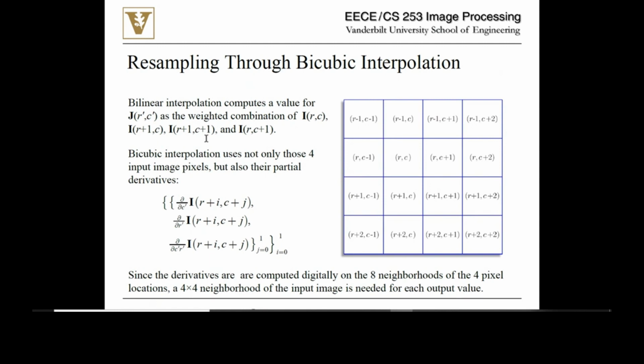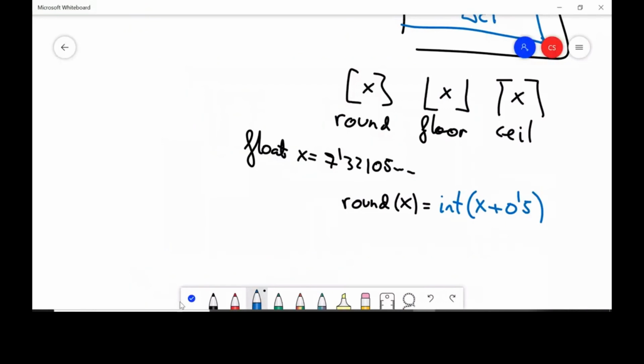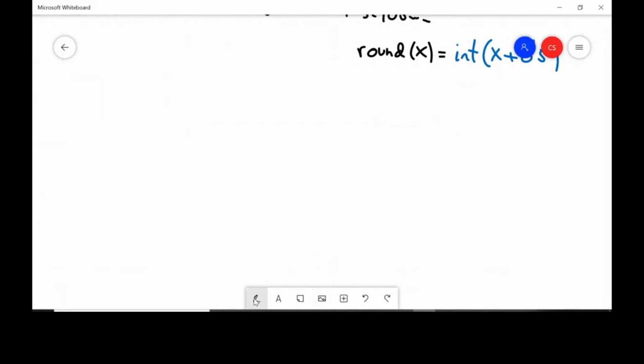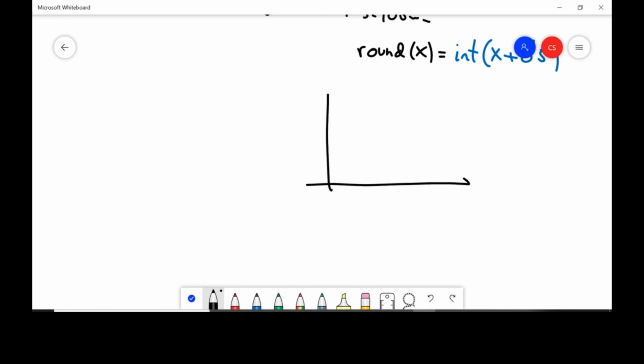Why constraining to just 4 pixels around? Why not taking a bigger area? So instead of 4 pixels around, we could take 16 pixels around, and we know better how the function looks in that area. So if you think of an image as a function, let's do it in 1D first, and then we go to more dimensions.